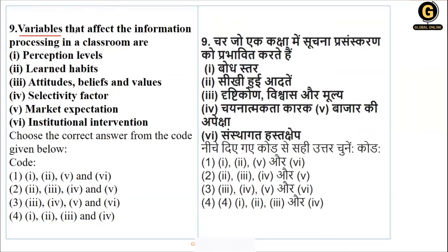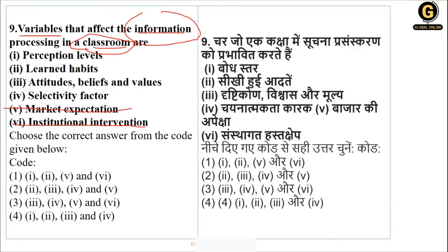So maybe you have not understood, just go to the question once again. Variables that affect the information processing in classroom. What can affect information in the classroom? So if the question is confusing you, just catch the catchy words. One is your information, the other is classroom. That is, you are interacting with children, so in that particular interaction what can be affected the most? Obviously market expectation will not be, institutional intervention will not be.